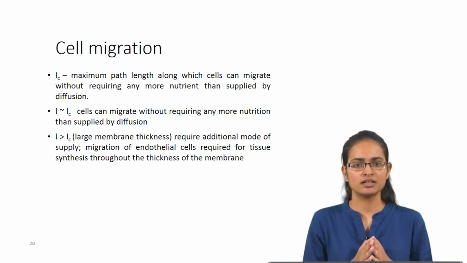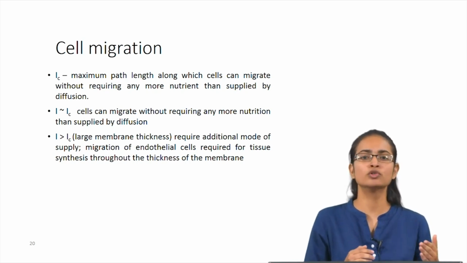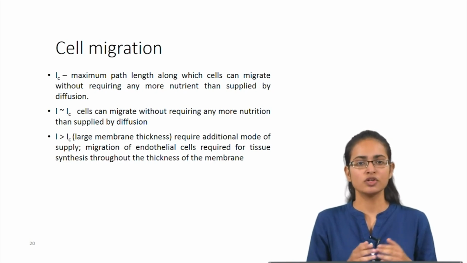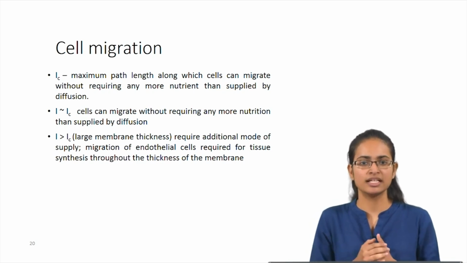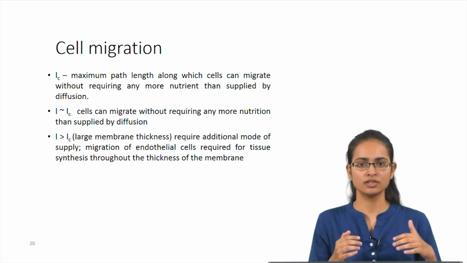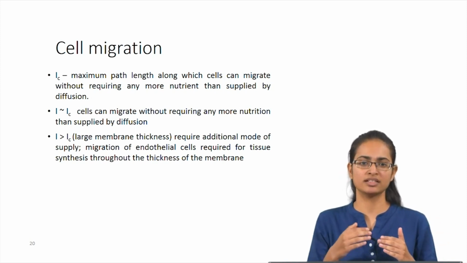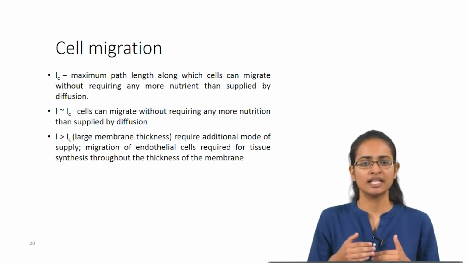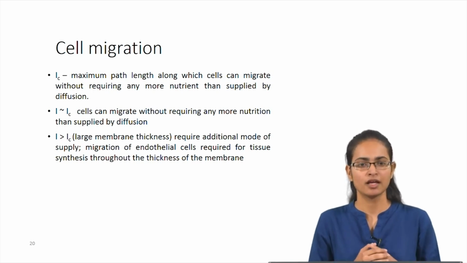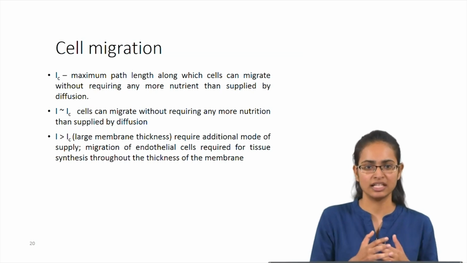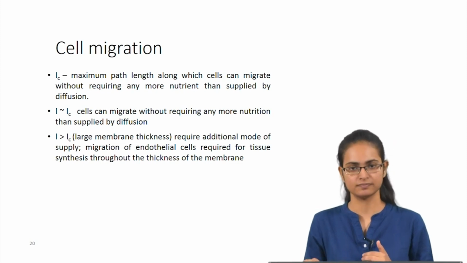So, LC is the maximum path length along which cells can migrate without requiring any more nutrient than supplied by diffusion. So, if your membrane thickness L is approximately equal to LC, then the cells can migrate without requiring nutrients other than that supplied by diffusion. However, if the membrane thickness is much larger, then you need an additional mode of nutrient supply. So, there is need for migration of endothelial cells and vascularization, which is an important aspect in skin tissue engineering.